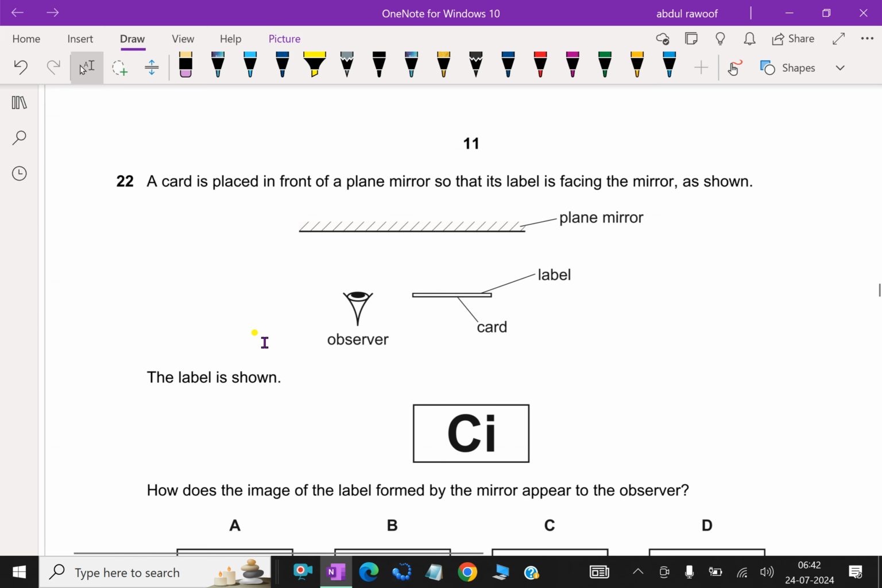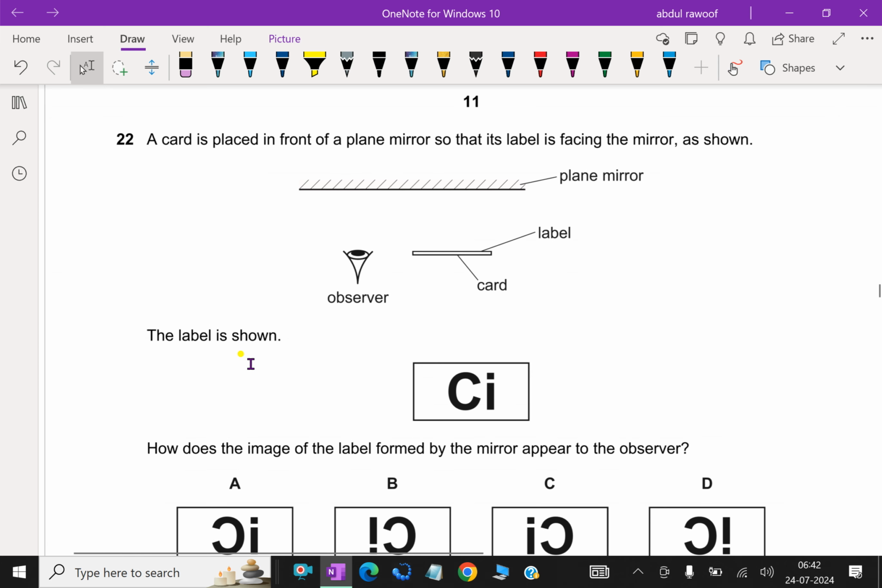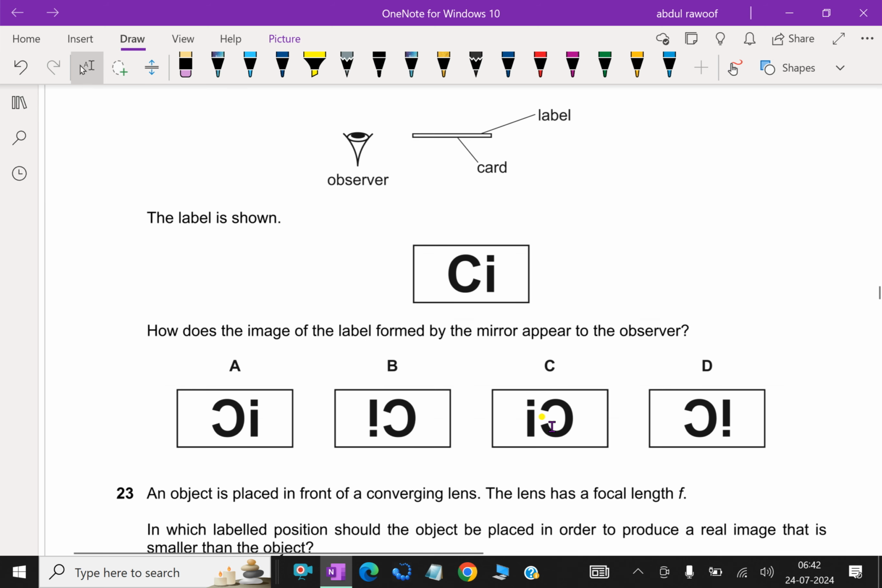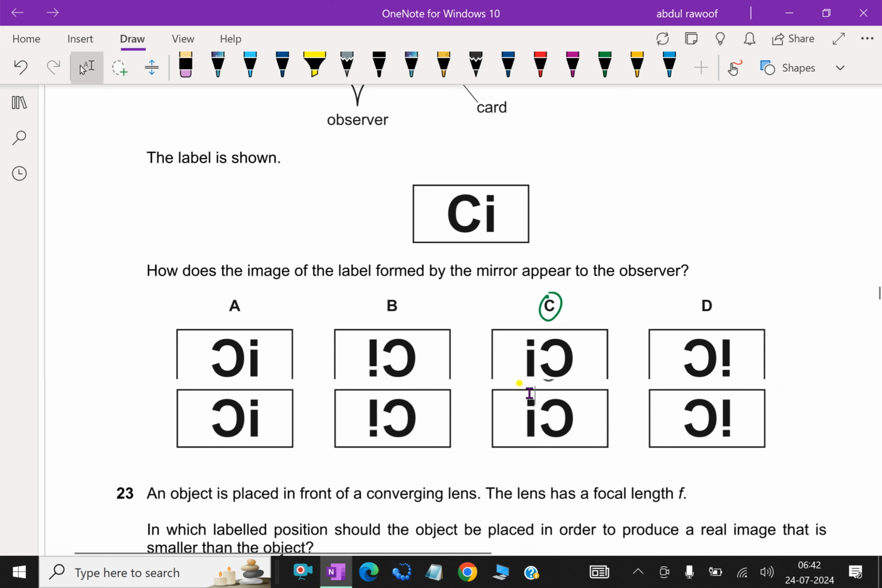Next question. The card is placed in front of a plane mirror so that its label is facing the mirror, as shown. Look here. The card is like this, so it's left-right inverted. It looks like the reflection here, right? This form. But this is left-right inverted.